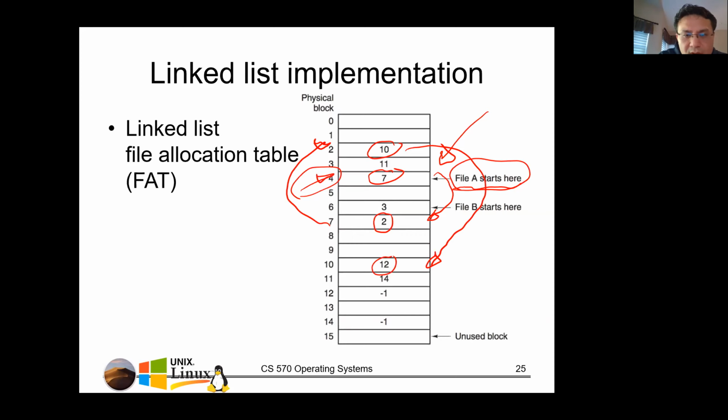So you go to the 12th entry in this table. Then you will find -1. -1 is essentially the end of file. Okay, so this is how you chain the pointers together in this file allocation table to find out all the physical blocks for a particular file. All right, I guess this is straightforward.